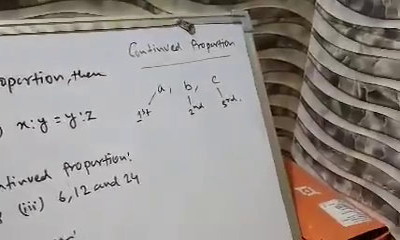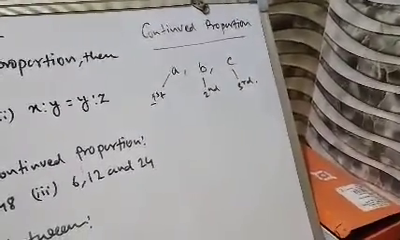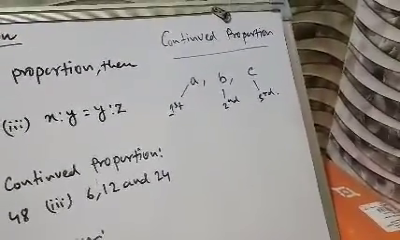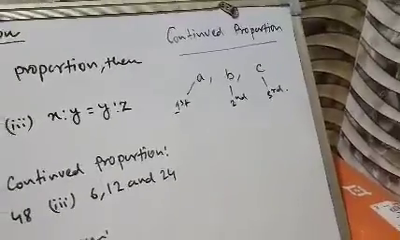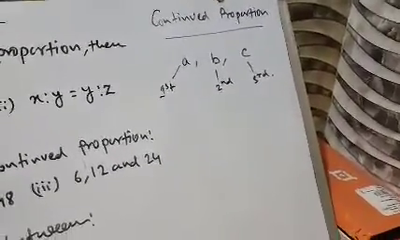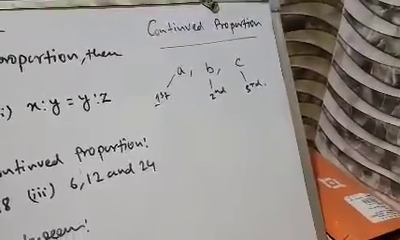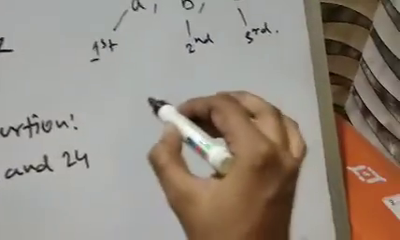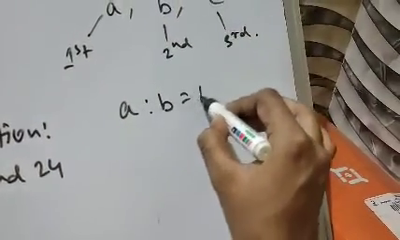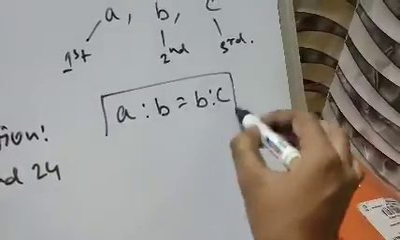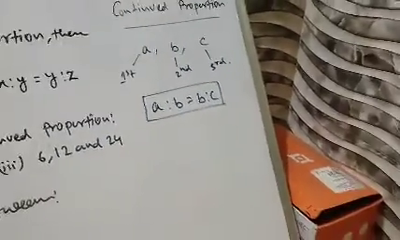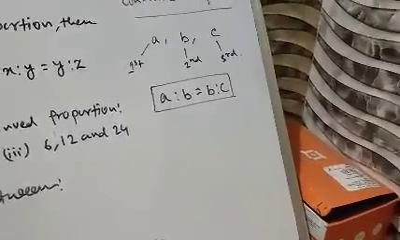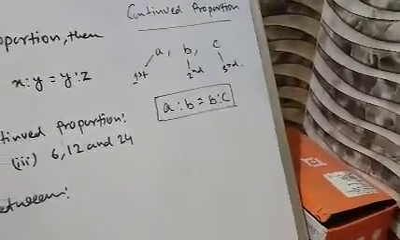We have three terms A, B, C, where A is the first term, B is the second term and C is the third term. All these three terms are said to be in continued proportion if they maintain a certain rule. The rule is A ratio B equals B ratio C. If A, B, C maintain this relation, that is A is to B equals B is to C, then we can say that these three terms are in continued proportion.